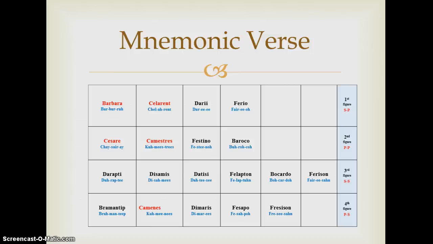And in our fourth figure, lost my mouse here again, the middle term will be in the predicate of the major premise and the subject of the minor premise, and we pronounce these Bramantip, Camenes, Dimaris, Fesapo, Fresison. Now we will be saying these in class each week so we can get used to how we pronounce them and begin just to memorize these.